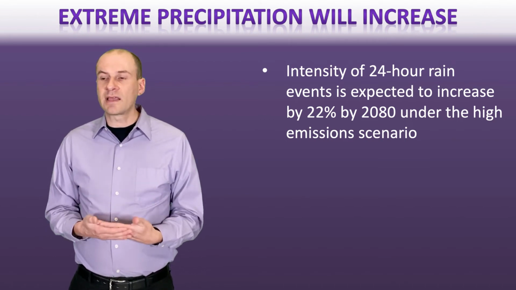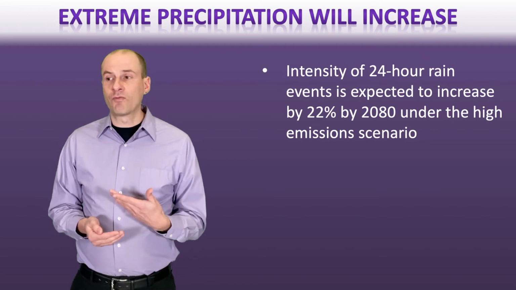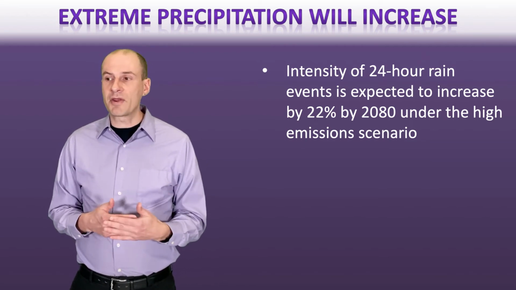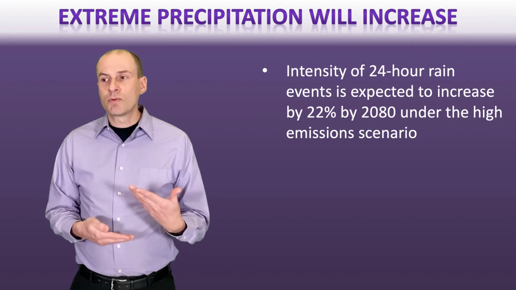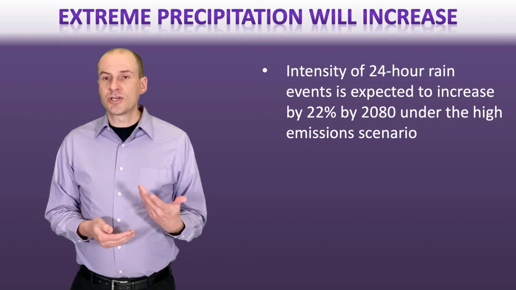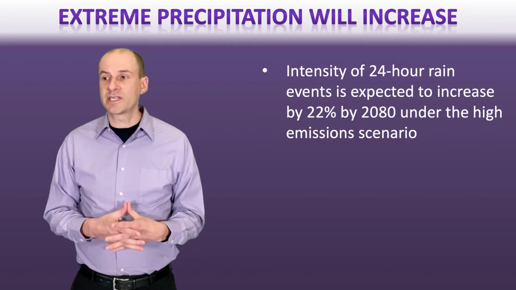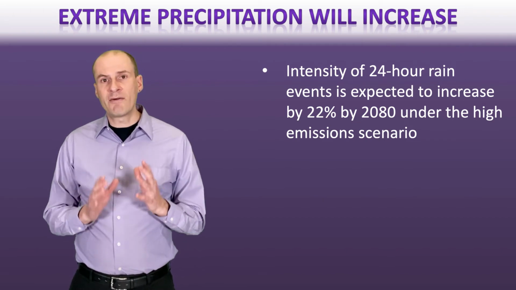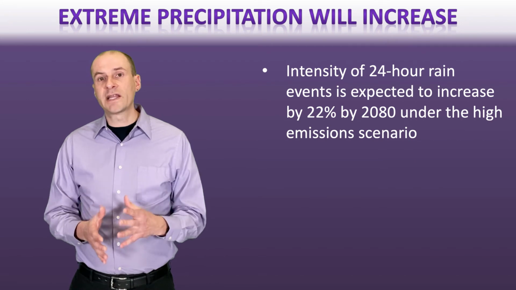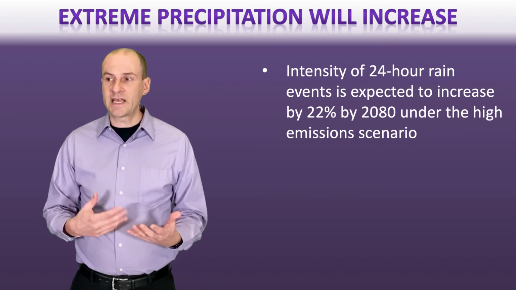So it's more likely that we'll have a large amount of water being dropped within a 24-hour period. So we expect those more extreme rain events to increase about 22% by 2080 in the high emission scenarios. So there's a real possibility that we'll have more of these extreme flooding oriented type disasters in our region.